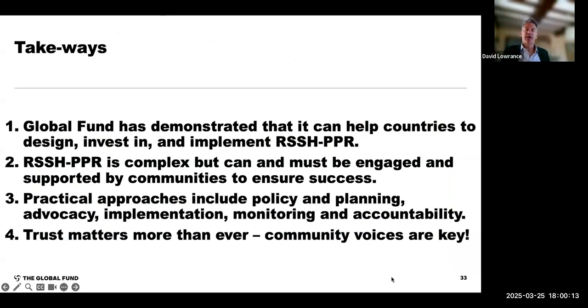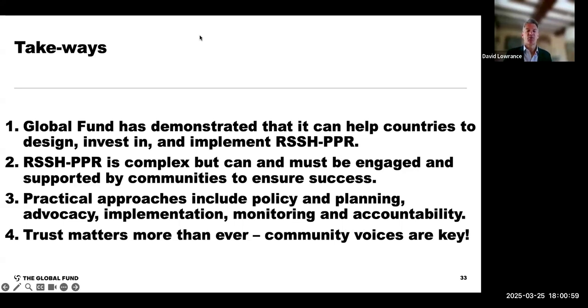So what I'm hoping you'll have drawn from the presentation so far is that Global Fund has convincingly demonstrated that it can help countries to design, invest in, and implement health systems and PPR investments. Secondly, these areas are complex and they're very different, oftentimes in HIV, TB, and malaria, but they can and they must be engaged and supported by communities to ensure success. That is a complete no-brainer.